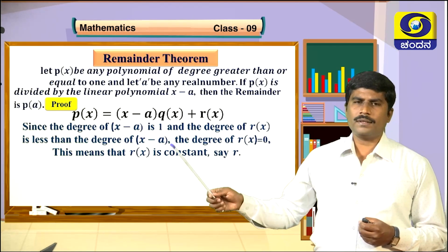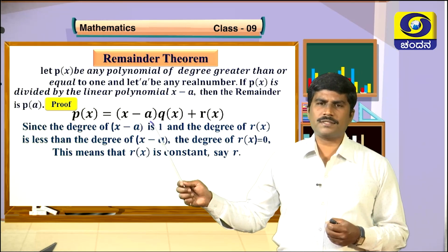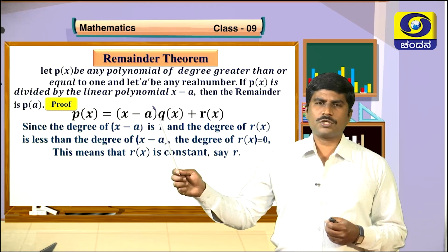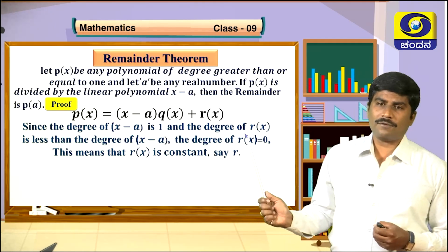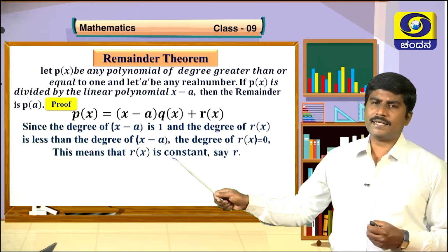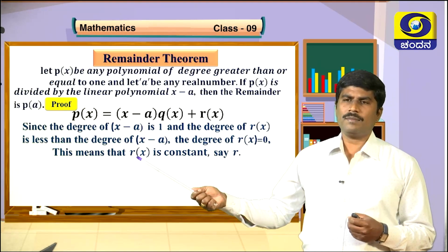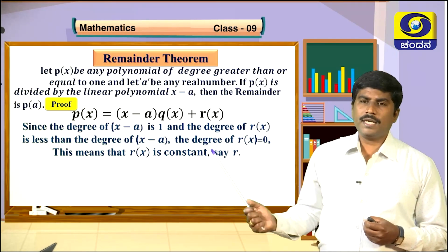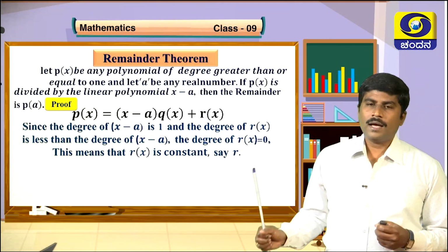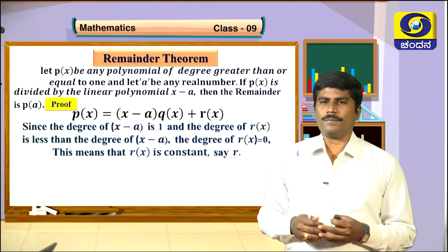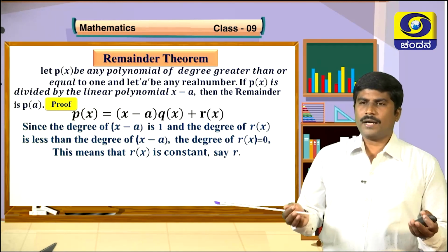Now, since the degree of x minus a is 1, because x to the power of 1, a to the power of 1, and the degree of r of x is less than the degree of x minus a, it may be 0. The degree of r of x is equal to 0. This means that r of x is a constant value, say r. So the remainder is r.